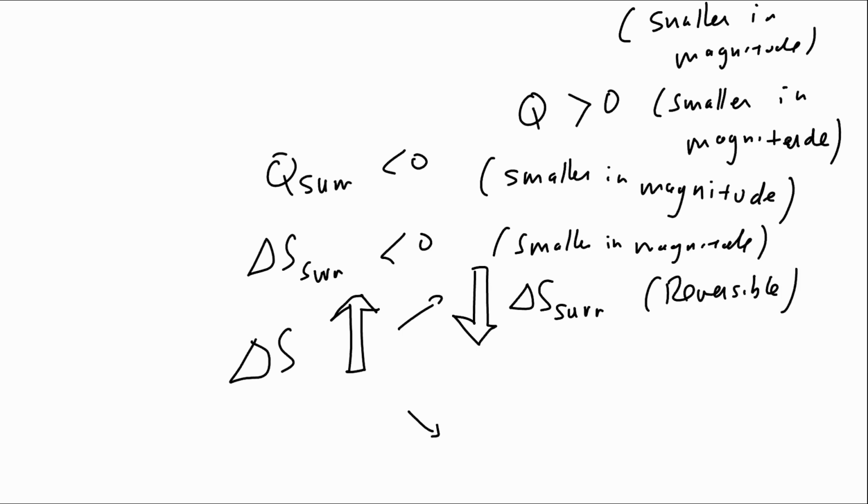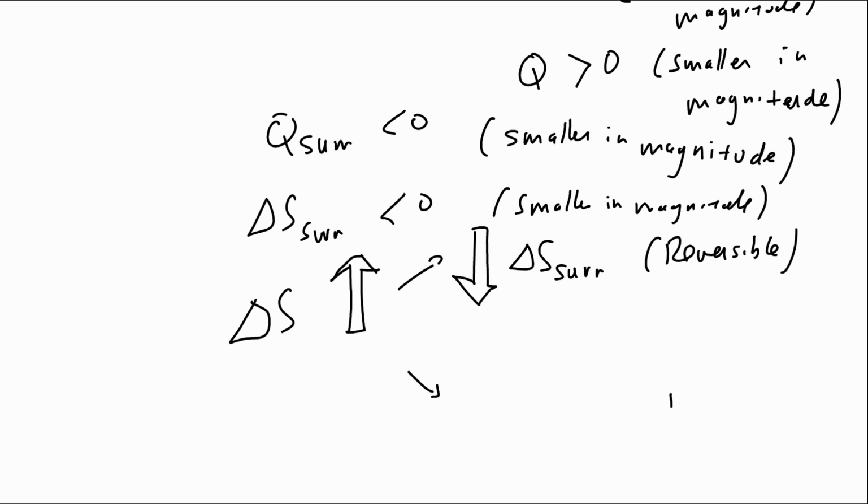Because the system had to do all that work when it expanded, and that took a lot of heat coming out of the surroundings to make up for it, to keep the delta U not changing. And so the gas's entropy went up, but the surroundings went down by that much, the same magnitude but different sign, so they exactly cancel.